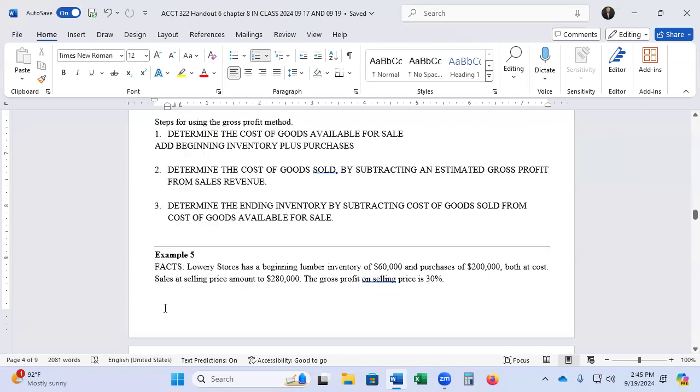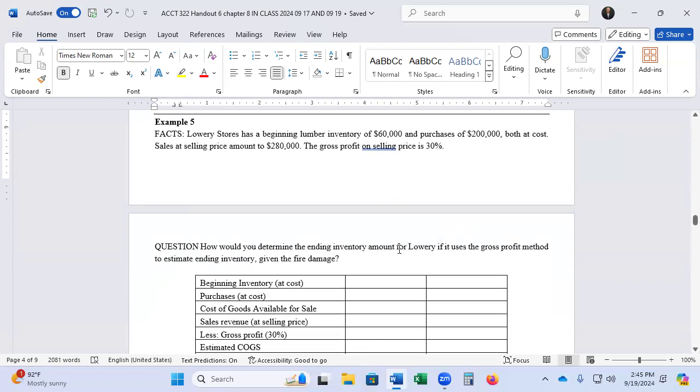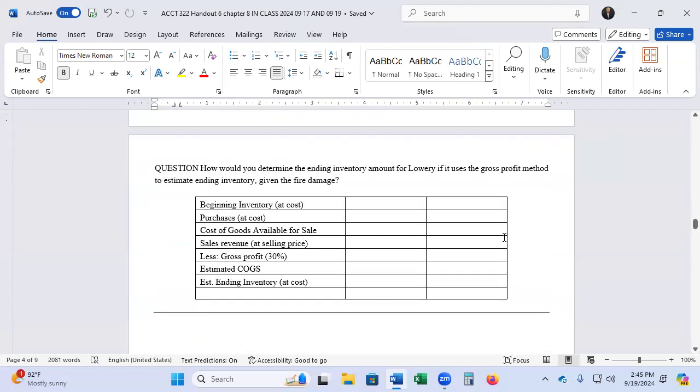Okay, let's take a look at example 5. Lowry stores has beginning lumber inventory of 60,000 and purchases of 200,000, both at cost. Sales at selling price amount to 280,000. The gross profit on selling price is 30%. How would you determine the ending inventory amount for Lowry if it used the gross profit method to estimate ending inventory?